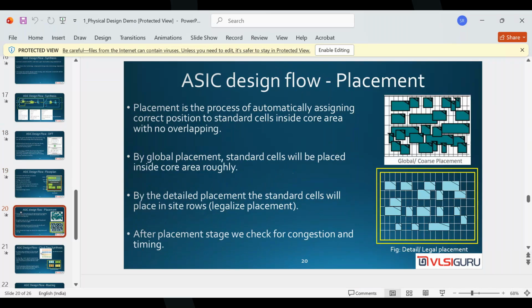The next step is placement, where we place all the standard cells on the standard rows. This also we will understand in more detail in the advanced session.